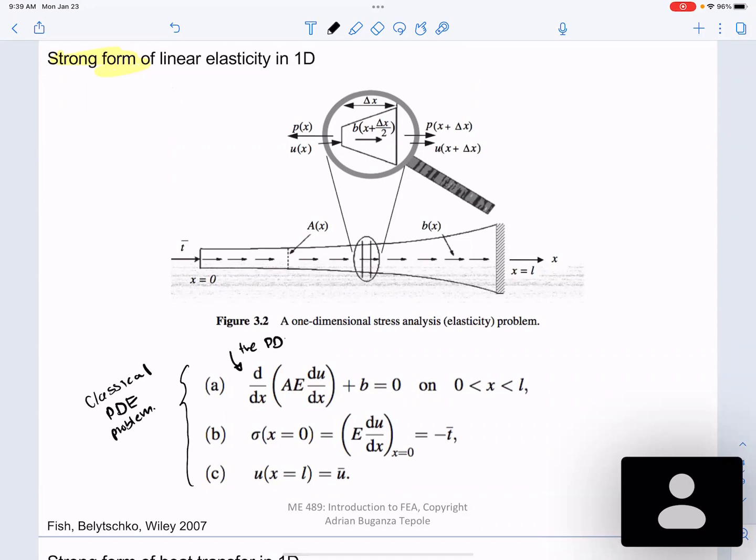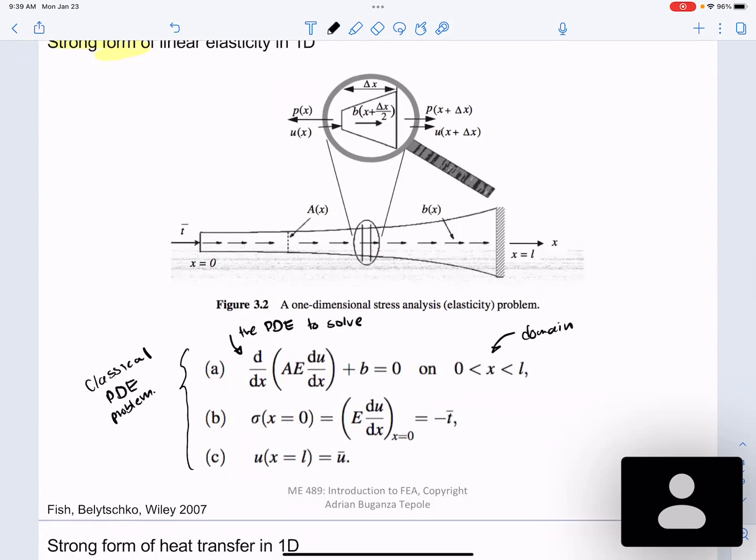In this case, it's going to be the second derivative of the displacement plus some b over some domain. For example, solve that PDE for x between 0 and L with two types of boundary conditions. You either get, and these are called several names, a derivative boundary condition, also called Neumann boundary condition, also called natural boundary condition.